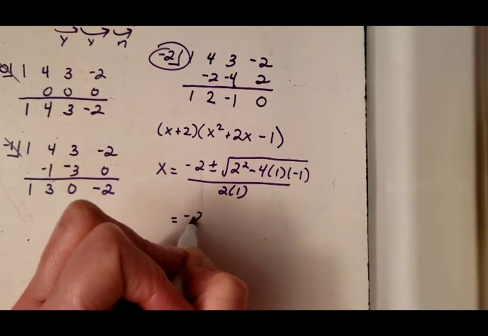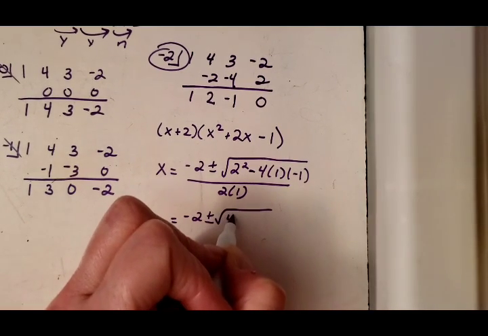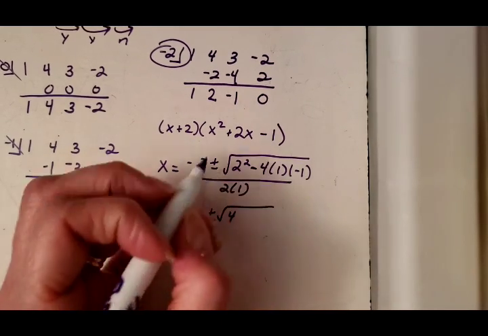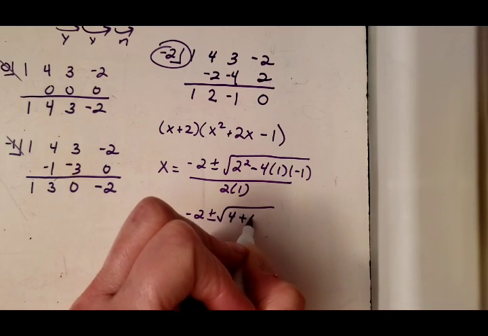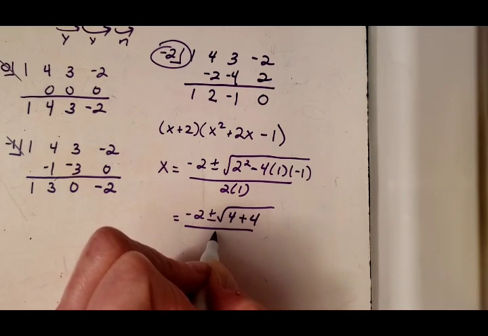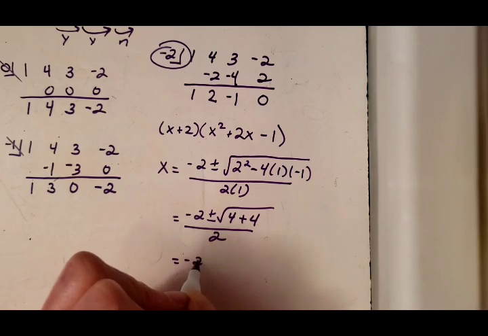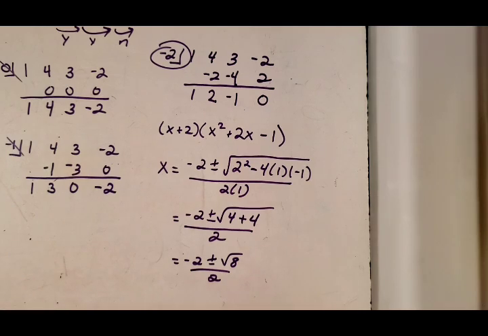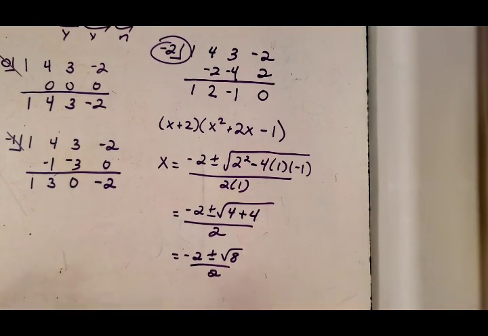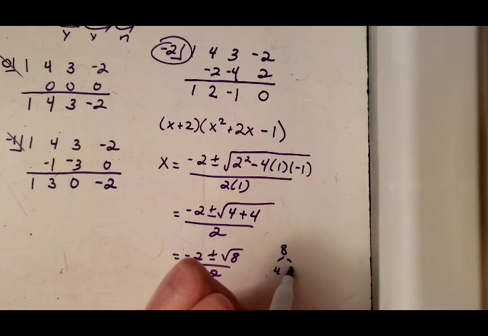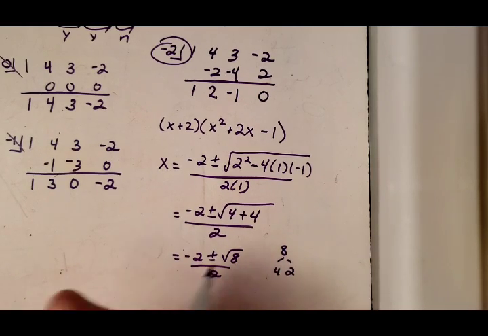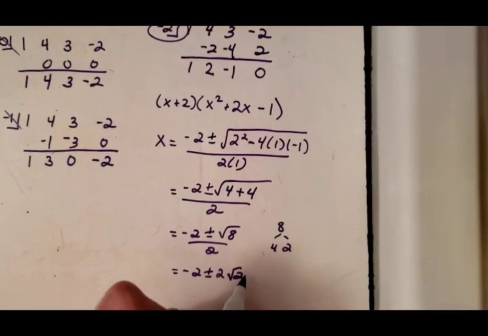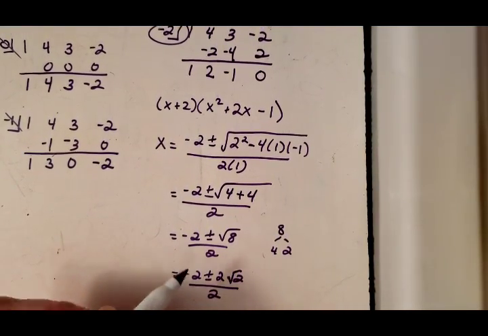Negative 2 plus or minus the square root of 4, and this will be 4 times 1 times −1. So it becomes minus 4 minus negative, so it becomes plus 4, all over 2, equals −2 plus or minus the square root of 8, all over 2. Then we have to figure out what to do with the square root of 8. Remember, 8, if you factor it out, has a perfect square in it. So we can have −2 plus or minus 2 square root of 2, all over 2.